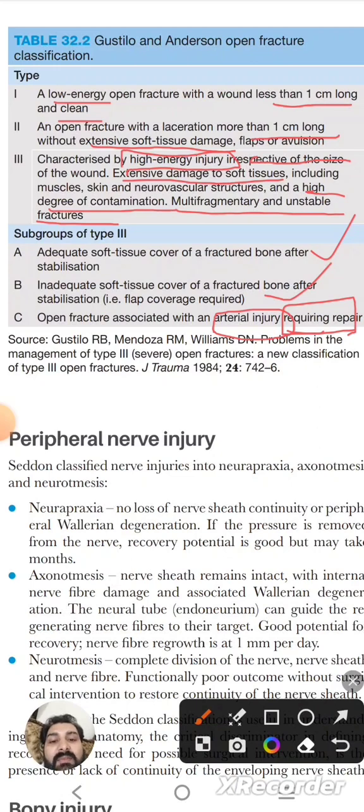So, if there is a fracture of the humerus with a brachial artery injury, will it be a type 3C? Yes, because the hand cannot survive without the brachial artery. It needs repair. Similarly, the popliteal artery needs repair.